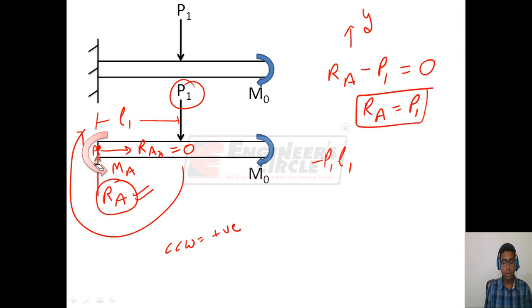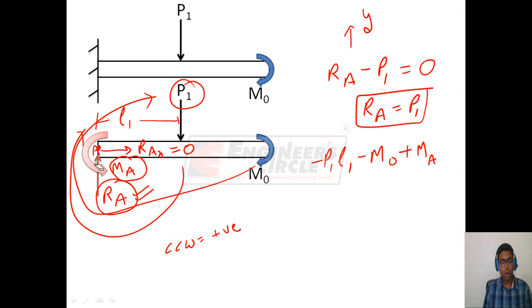This M0 is trying to rotate the beam in clockwise direction, therefore we take minus M0. Now this moment MA is trying to rotate the beam in anti-clockwise direction at point A, therefore we take this as positive. This net moment on the beam at point A must be equal to 0 because this beam is not rotating about point A. Therefore we get MA is equal to M0 plus P1 into L1.